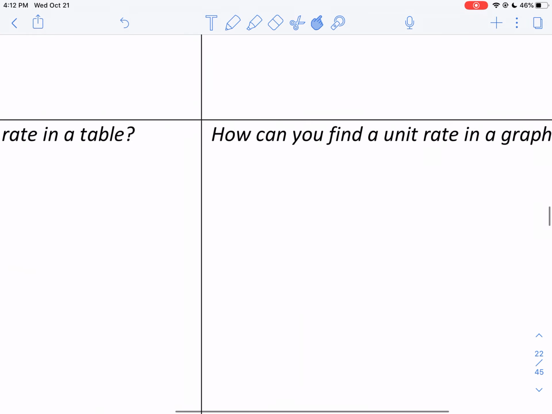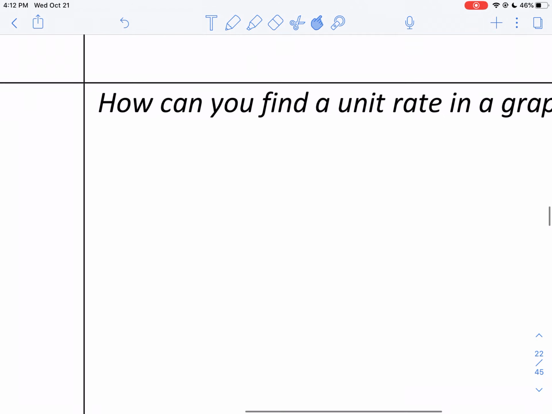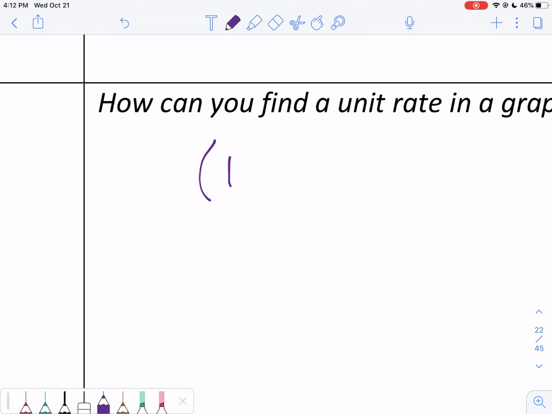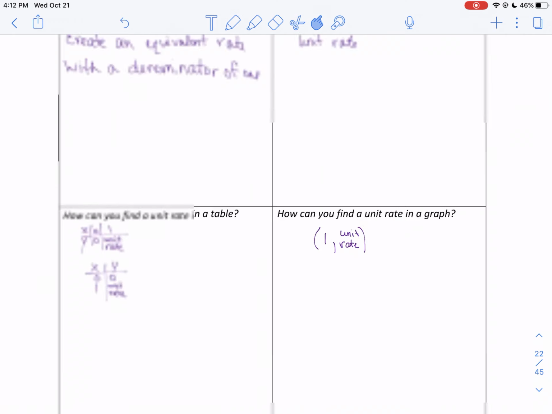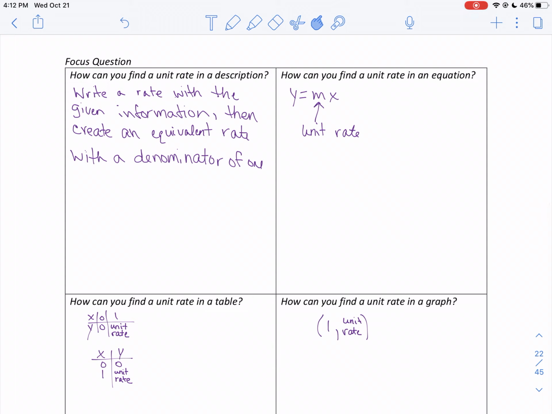Okay, and then how can you find a unit rate in a graph? Well, kind of the same as a table: when x is 1, y is your unit rate. Okay, so that is how you find your unit rate in a description, in an equation, in a table, and in a graph.